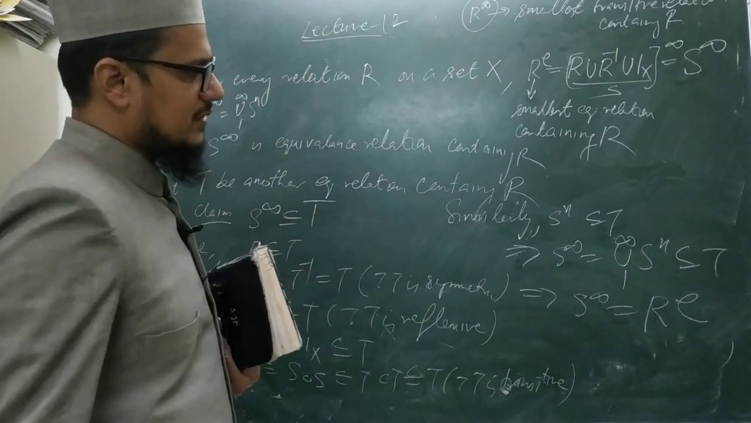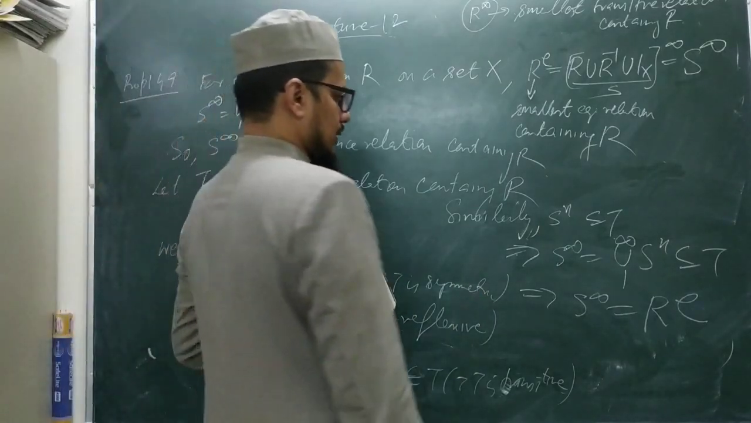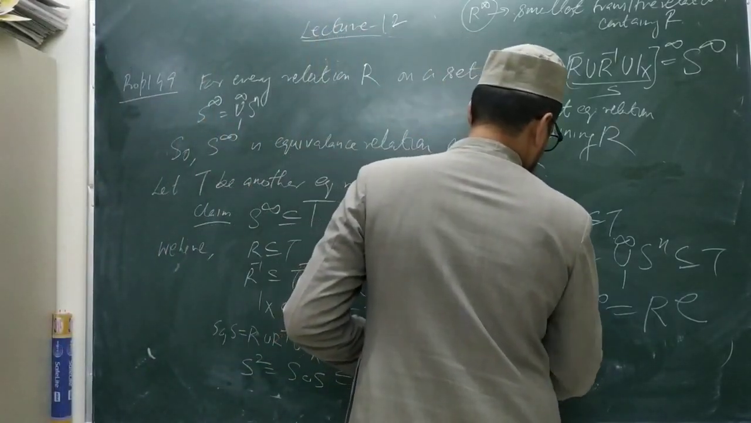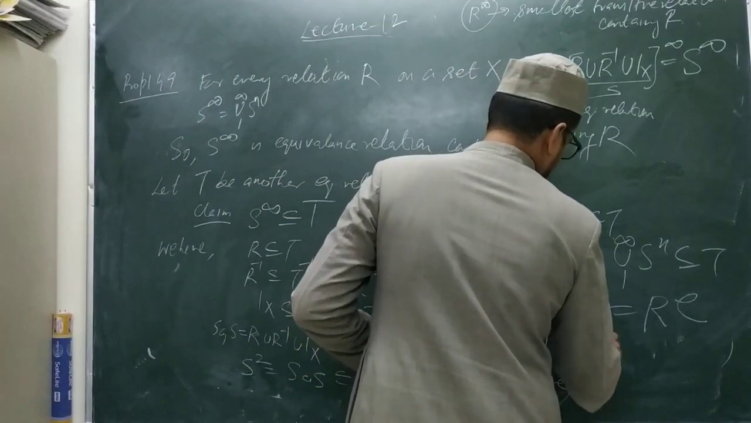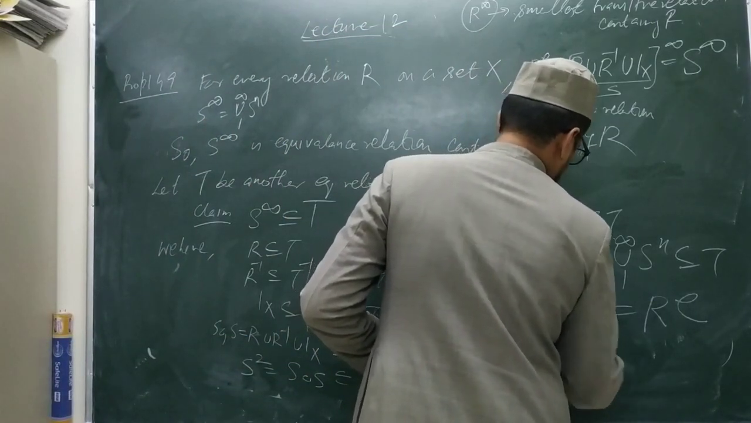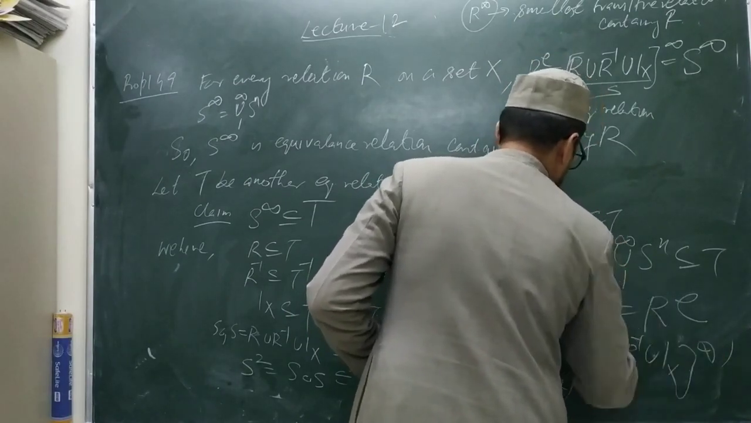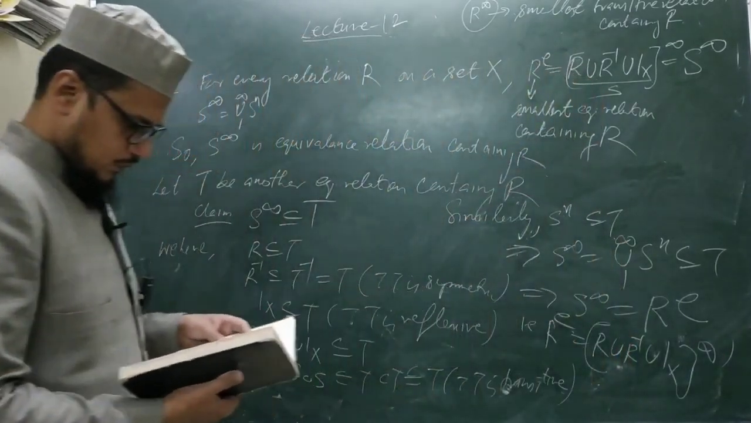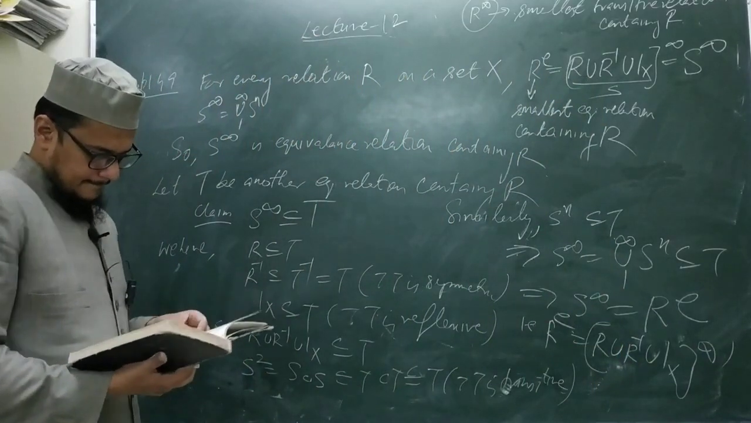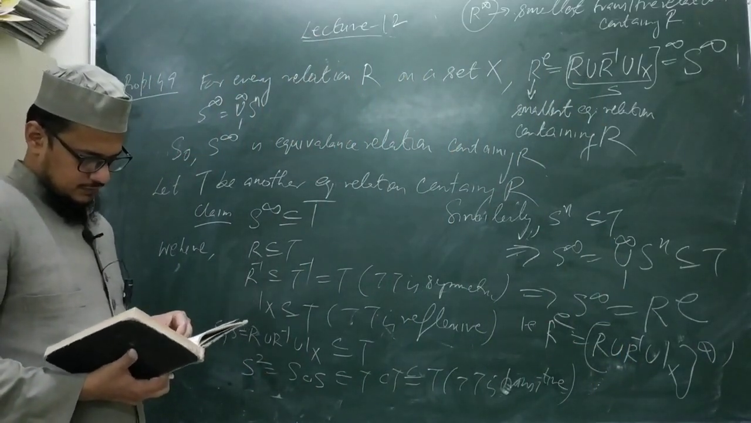So of course S infinity is equal to Re. So Re is equal to R union R inverse union 1x infinity. So in this way it is proved.